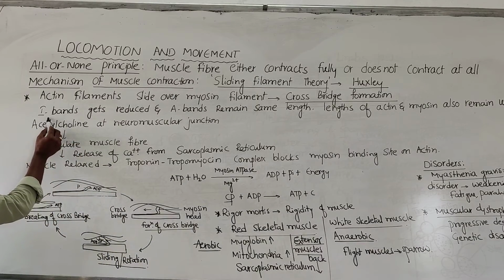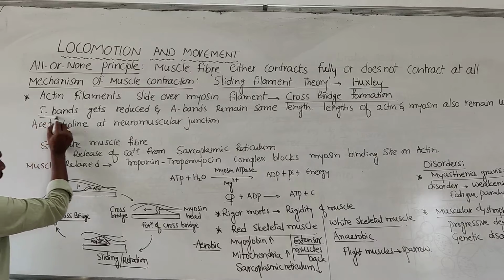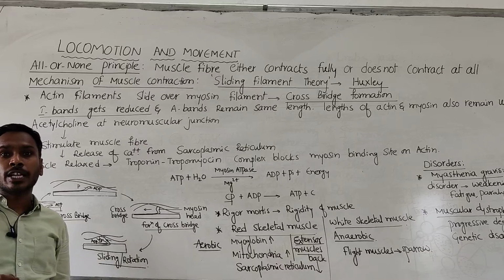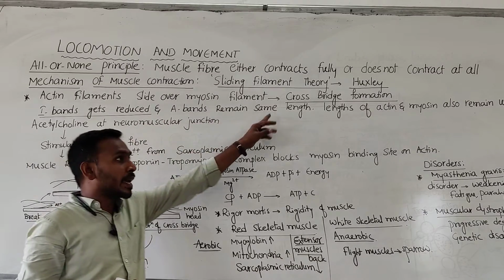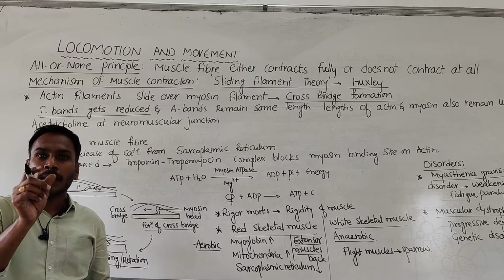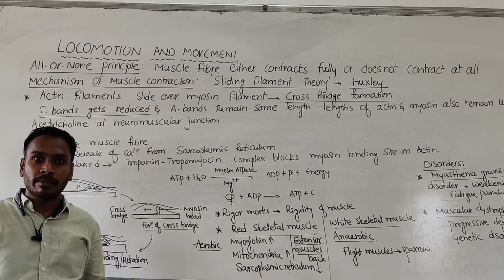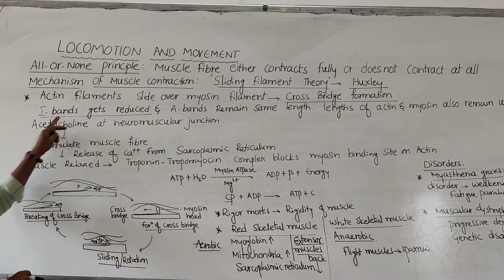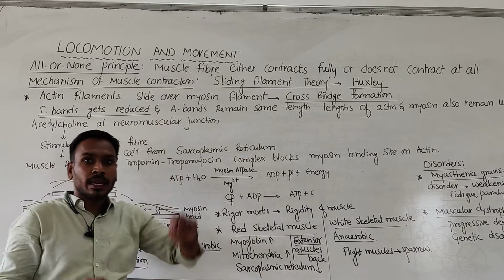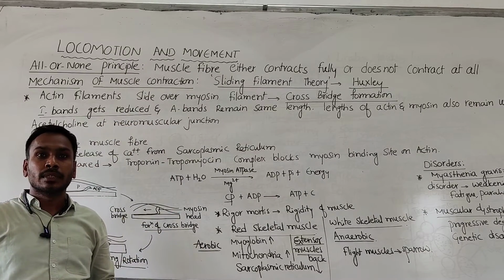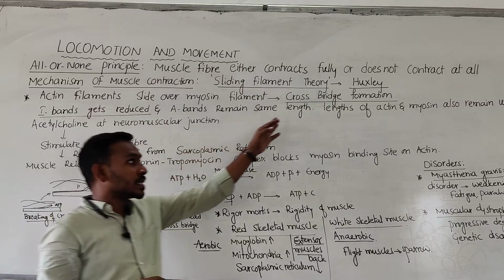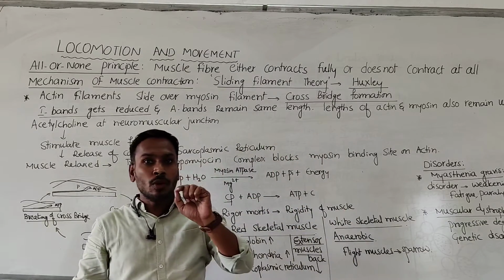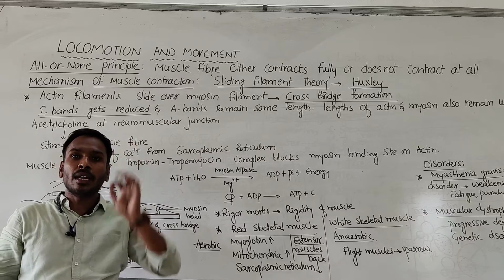Now, here the I band gets reduced. When you see which one gets reduced during muscle contraction, the I band gets reduced, but the A band remains the same length. The I band is the isotropic band, the light band, which is reduced, but the A band, the anisotropic band, the thick band, remains the same in length. The lengths of the actin and myosin filaments also remain unchanged.